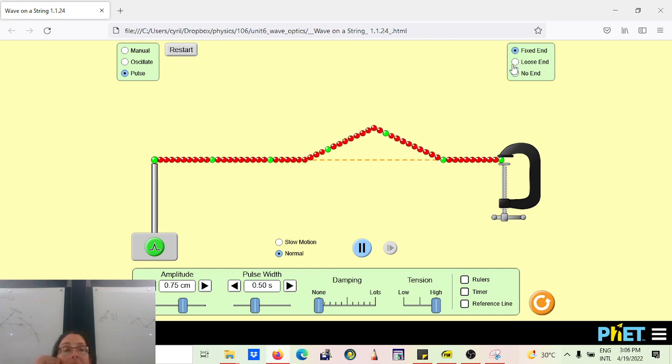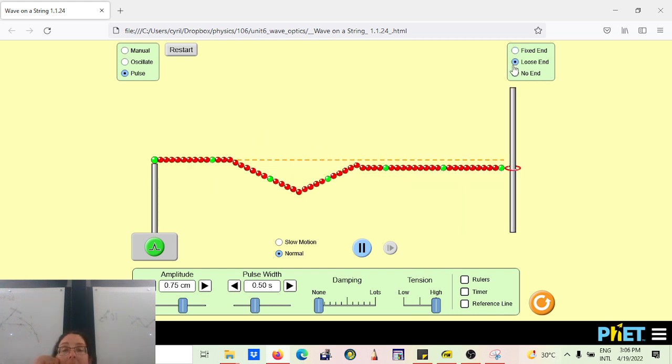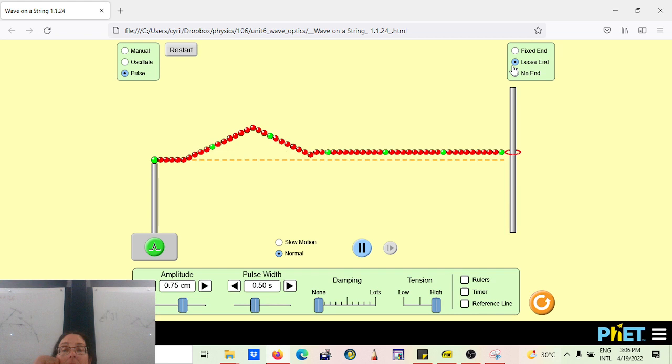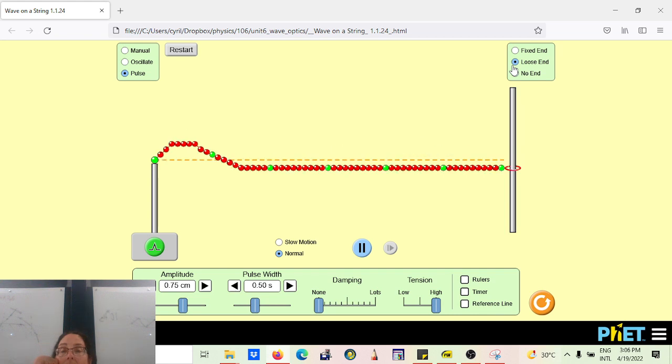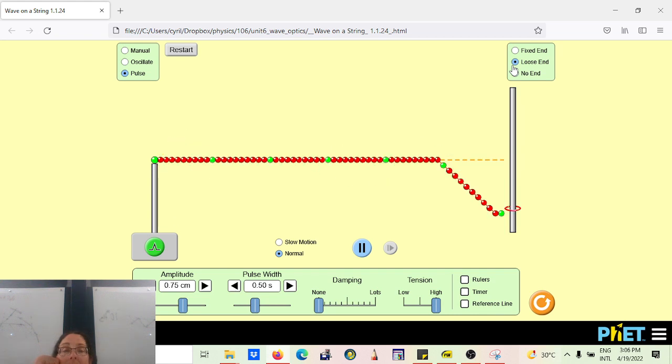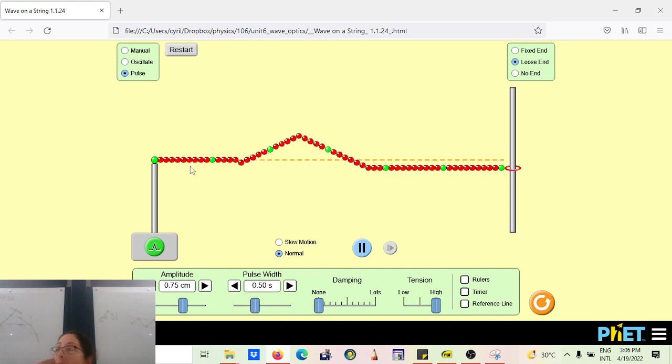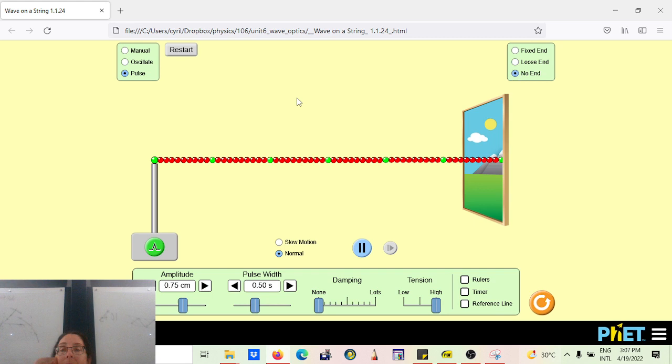I can have a loose hand. Is it upside down now? Oh, no, it's not upside down when it's reflected here. It's all upside down when it's reflected here, right? So with a loose hand, it's not reversing, flipping over. Let's say no hand, it gets lost. Boom.